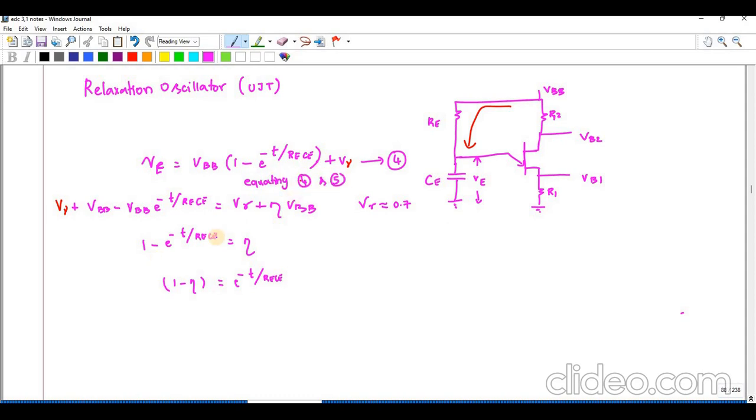I'll get this, and V gamma gets cancelled out, and VBB also gets cancelled out. So I can write 1 minus intrinsic standoff ratio is equal to e power minus t divided by RECE. Taking ln on both sides, I will get ln of 1 minus the intrinsic standoff ratio equal to minus t divided by RECE.